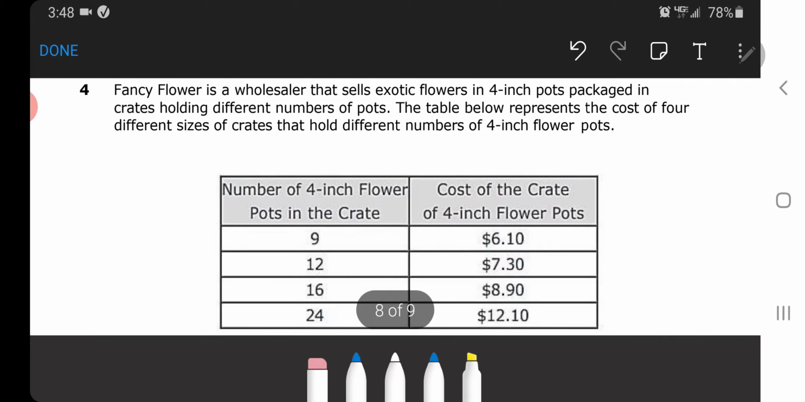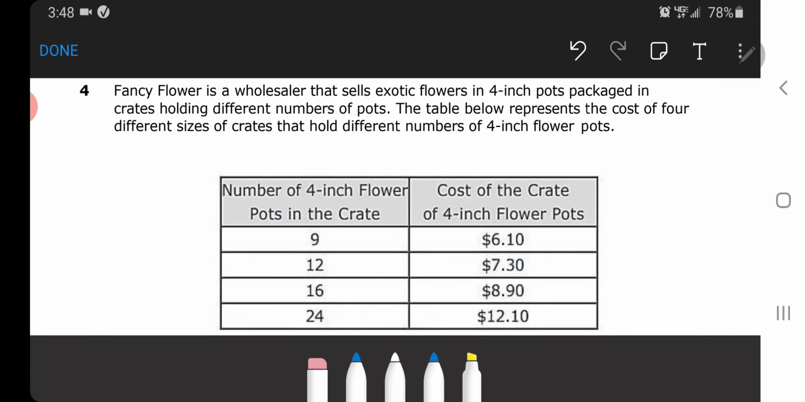Moving down. It says, Fancy Flower is a wholesaler that sells exotic flowers in 4-inch pots packaged in crates holding different numbers of pots. The table below represents the cost of 4 different sizes of crates that hold different numbers of 4-inch flower pots. So we got a number of 4-inch flower pots in the crate. It's kind of representing our X values. We got 9, 12, 16, and 24.